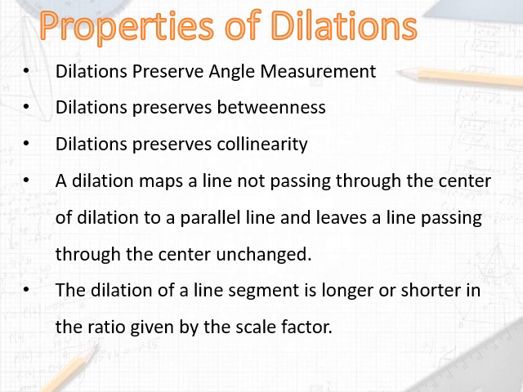So this is something a little bit different now. A dilation maps a line not passing through the center of dilation to a parallel line and leaves a line passing through the center of dilation unchanged. So we'll see a picture of that in a couple of seconds. Keep a pin on that one for if you have questions about it. And then the dilation of a line segment is longer or shorter by the given scale factor. So if we are doing a scale factor of a half, the image will be half of the original. If it's a third, the image length will be a third of the original, and so on.